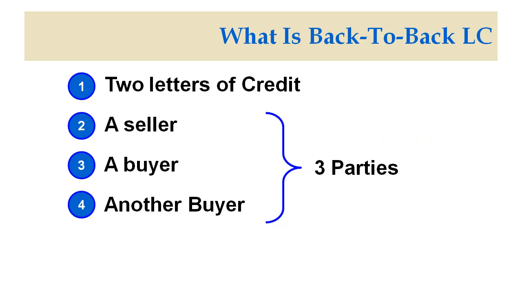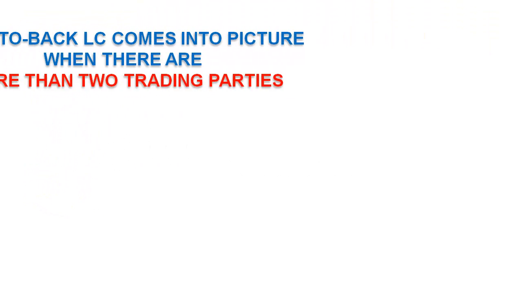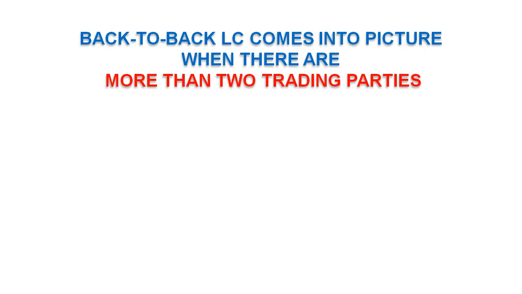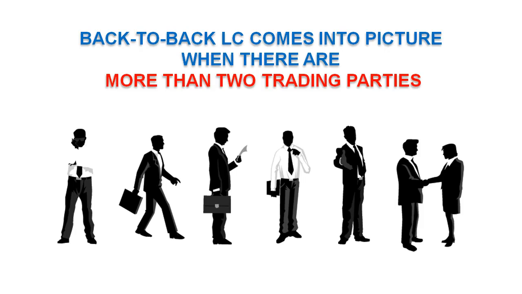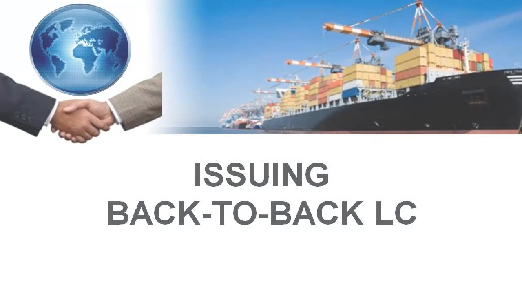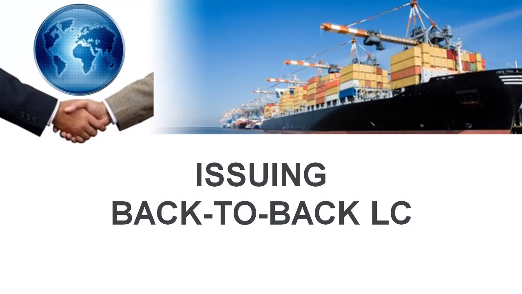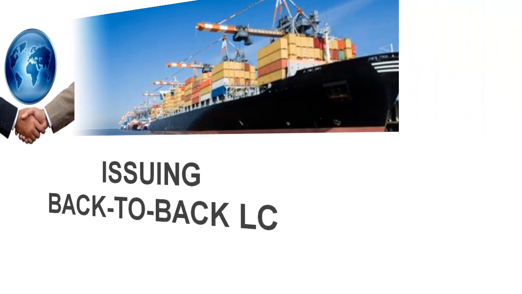LC transaction. To simplify this understanding, we can say that back-to-back LC comes into picture when there are more than two trading parties. So whenever there are more than two trading parties involved in a single transaction, a back-to-back LC can be used. Now, who are those parties in the back-to-back LC transaction? How does the issuing of the LCs take place? And what are their roles and responsibilities? So let us look at the process step by step.